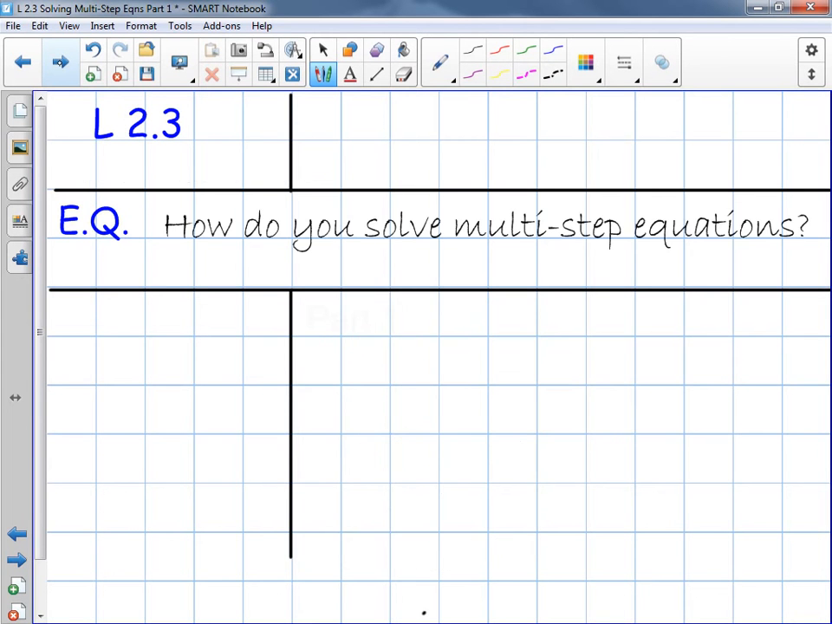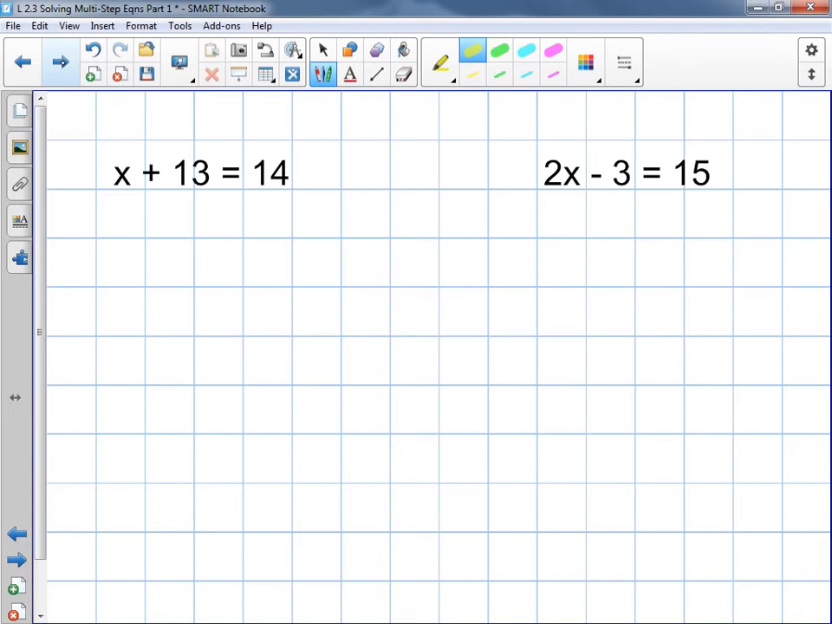So you should have come up with the essential question, how do you solve multi-step equations? That's pretty straightforward. Go ahead and write part 1 in the top of your notes, because you're going to take notes in the same section every day, but we're going to break it up into 3 parts. Now, you don't have to write this down, so put your pencils down and just watch.